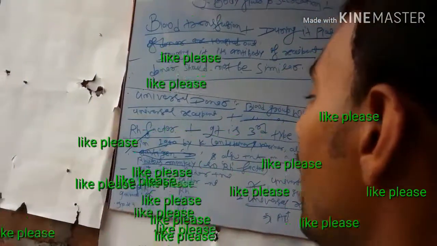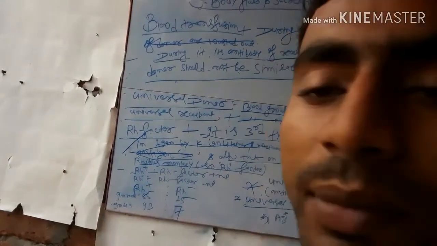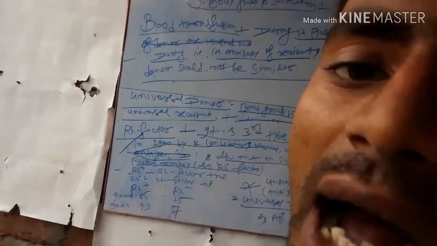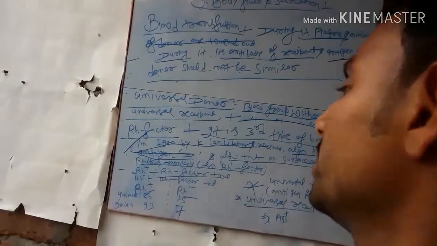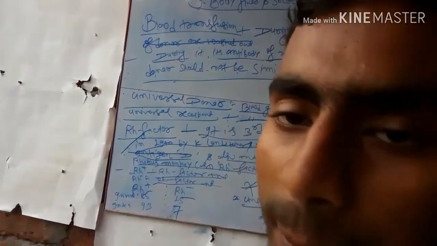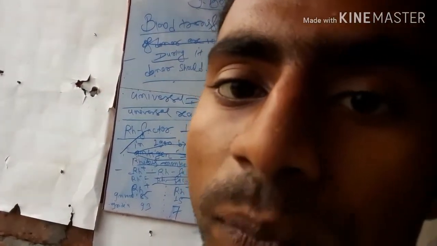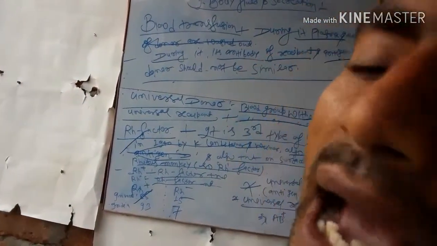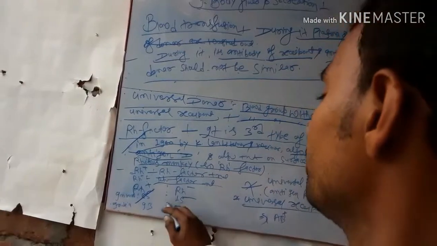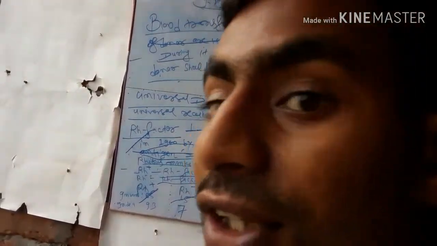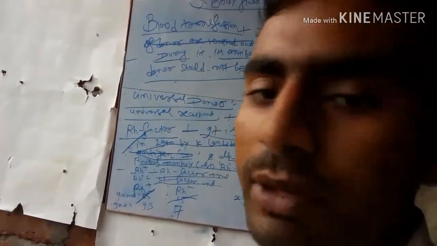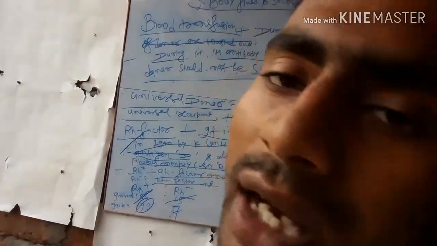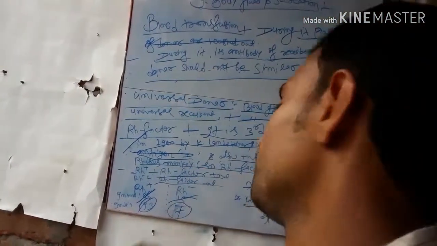RH positive means the RH factor is present; RH negative means the RH factor is absent. If you see the ratio of RH positive and RH negative, in the world RH positive is 85 percent and RH negative is 15 percent. In India, RH positive is 93 percent and RH negative is 7 percent.